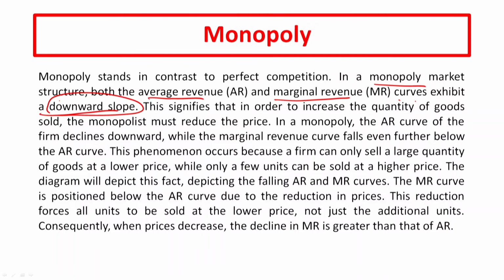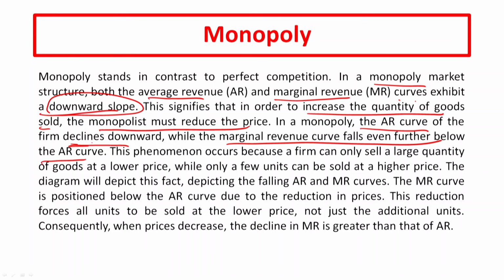This signifies then that in order to increase the quantity of goods sold, the monopolist must reduce the price, which means if you want to increase the quantity of goods being sold, you need to reduce your price in monopoly. In a monopoly, the AR curve of the firm declines downward, while the MR curve falls even further below the AR curve, which means the MR curve is below the AR curve.